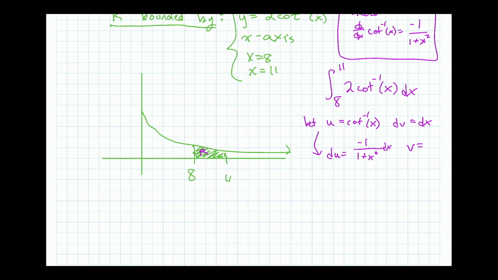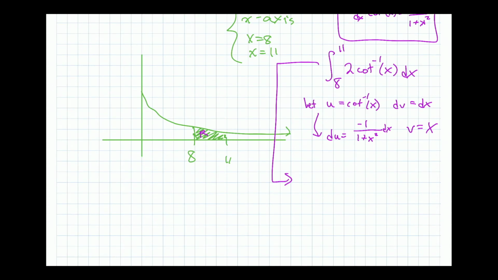There you go. Antiderivative of dx is x when you do the antiderivative. So what that means is I can come here, do my integration by parts. I didn't do this with the 2 here, so maybe I will. I'll just put the 2 in there, and then I'll put the 2 there. Okay.